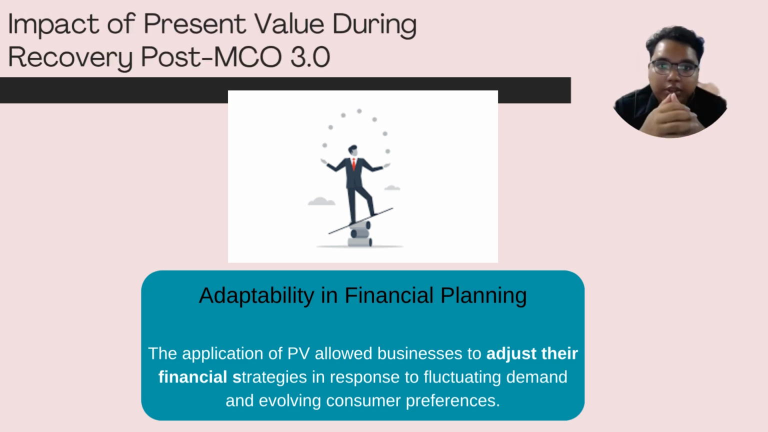Next is adaptability in financial planning. For example, a resort might use PV to adjust its financial strategies in response to fluctuating demand, ensuring it remains profitable even during unpredictable market conditions.